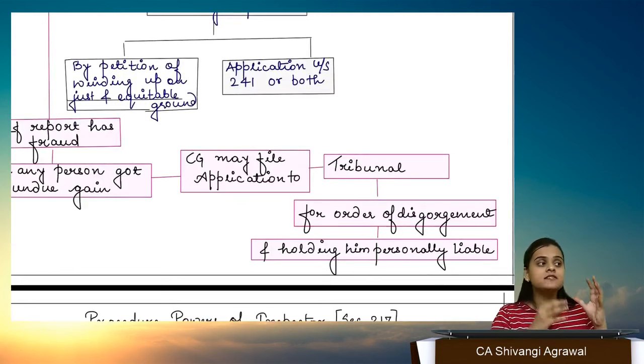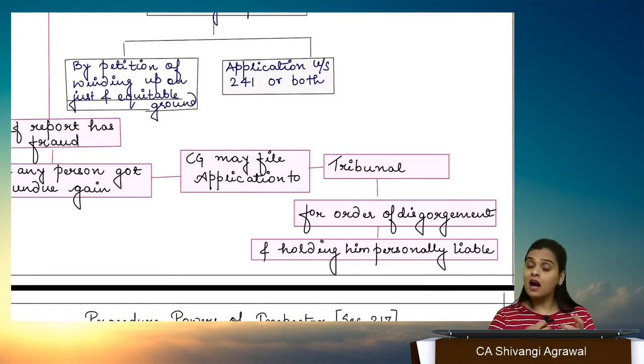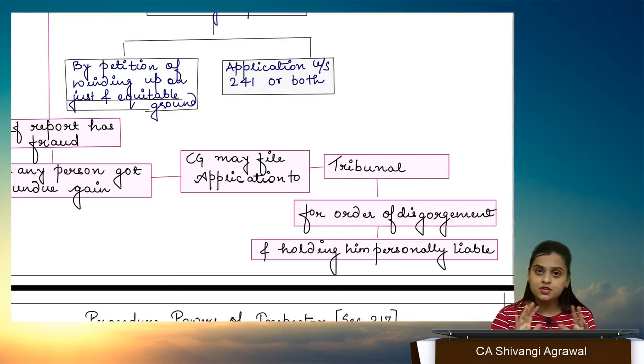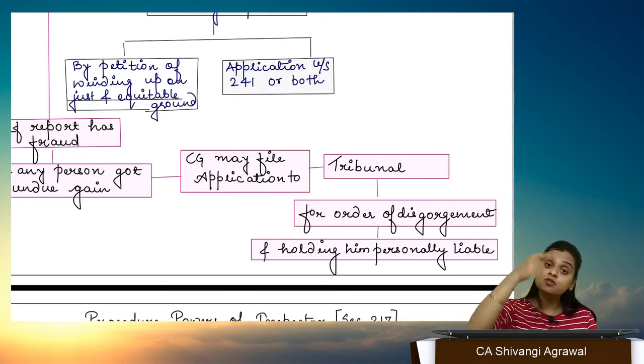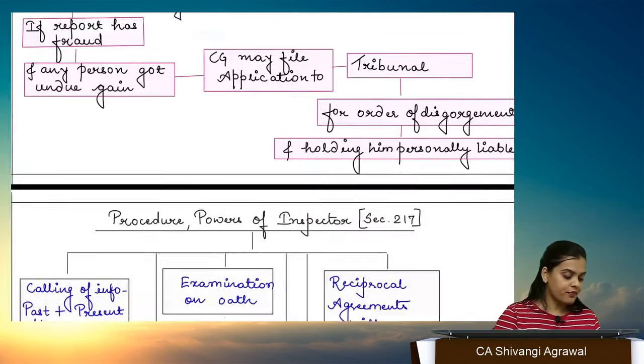disgorgement. If someone has got illegal gain out of this fraud, then that money can be recovered from him. How? CG makes an application to the tribunal, because the tribunal is the judicial authority over here. CG is not the judicial authority. So CG will make an application to the tribunal. The tribunal will pass the orders of recovery, that is, orders of disgorgement. Okay. Fine.